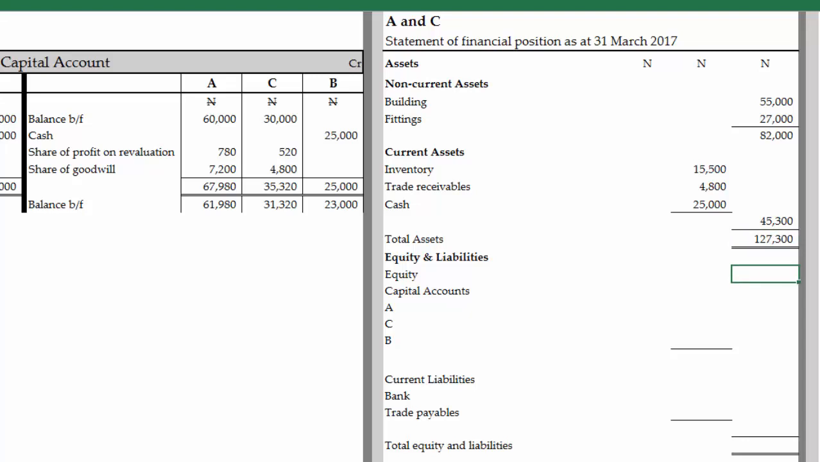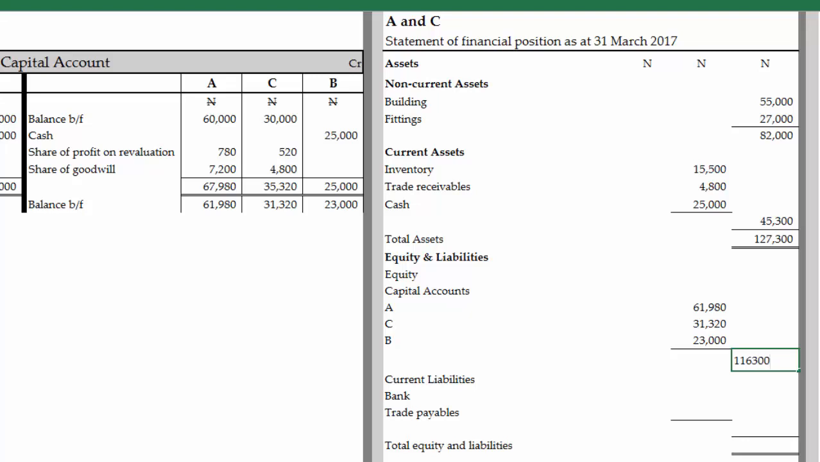Now let's go on to the equity and liabilities section. Under the equity, we'll have the capital accounts of the partners. From the capital account that we prepared, A has a capital balance of 61,980. C has a capital balance of 31,320. And B has 23,000. The addition of these three gives us 116,300.